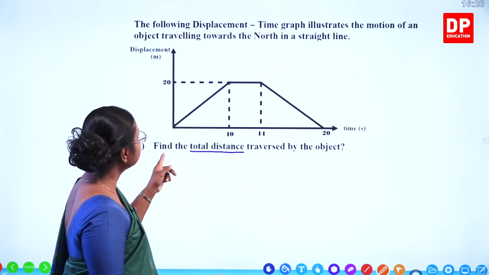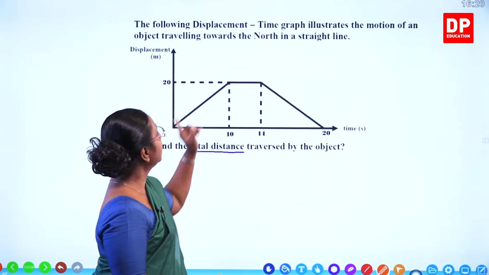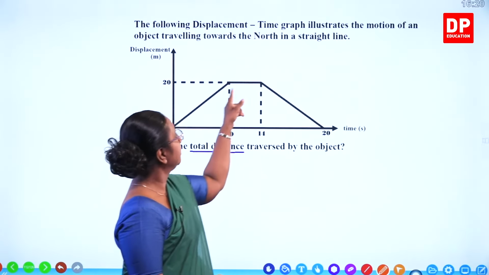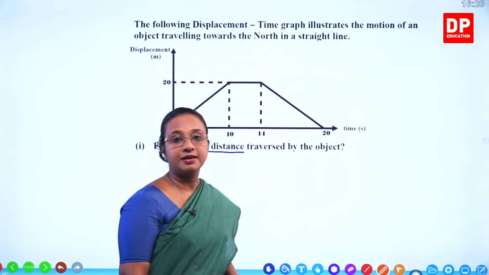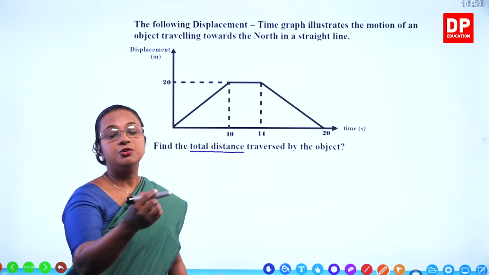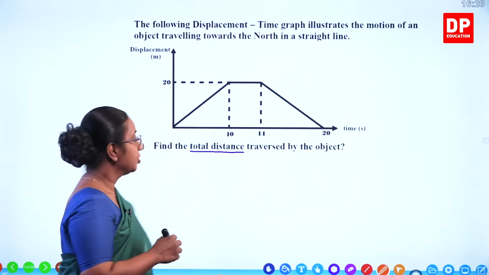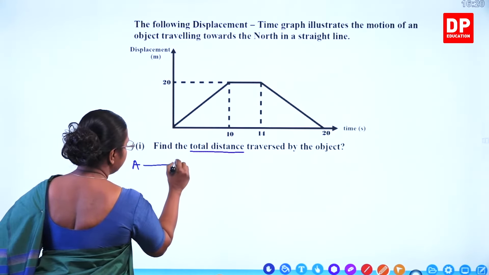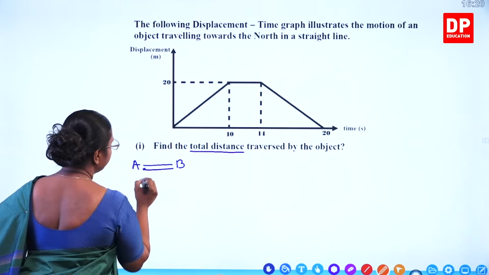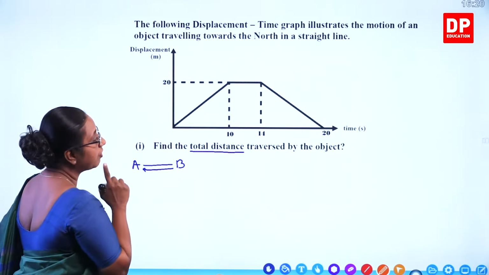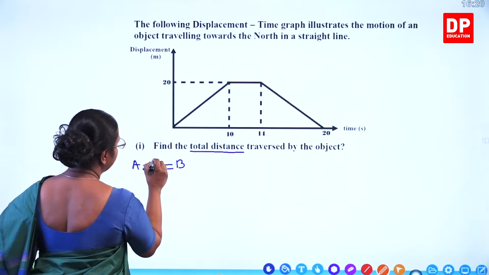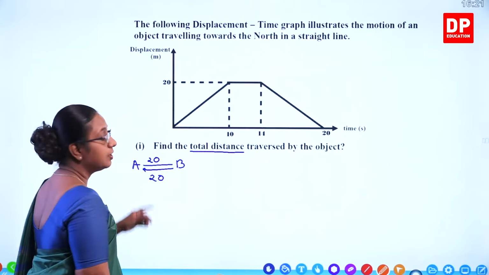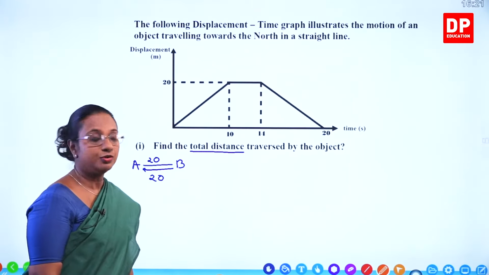So as you can see, initially it goes from 0 to 20 in one direction. It is at rest and comes back in the opposite direction to the same point. So it is going to be like from A to B and back to point A. But for distance, we have to calculate this 20 meter and this 20 meter. We have to add them together.